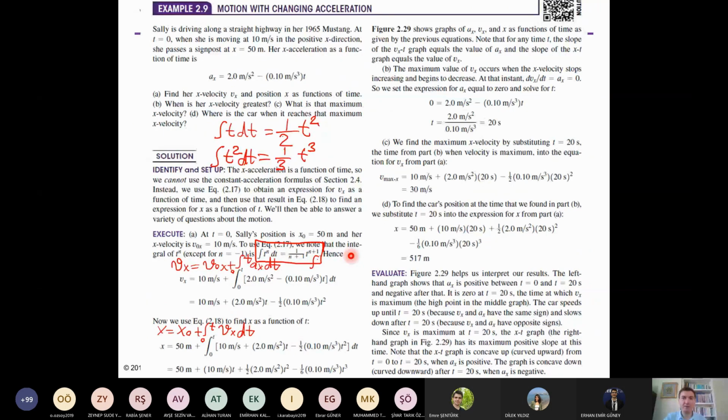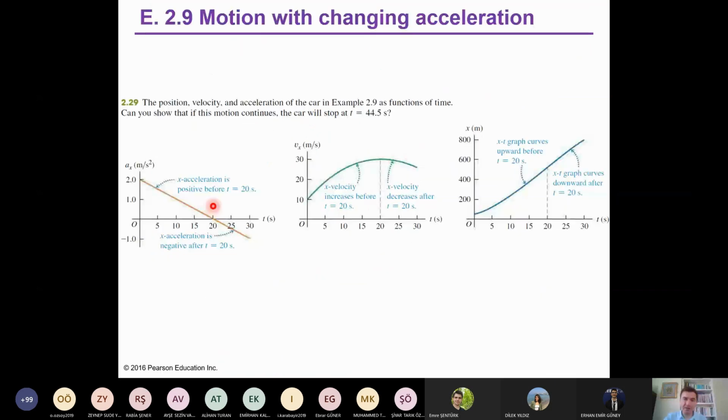So with this one, I will finish and I will not go into detail, but here I have 3 graphs related to this example 2.9. Here, this is the time axis in seconds. This is the acceleration axis. Here we have the time axis. This is the velocity axis. This is the time axis and position axis. So what do you see here?